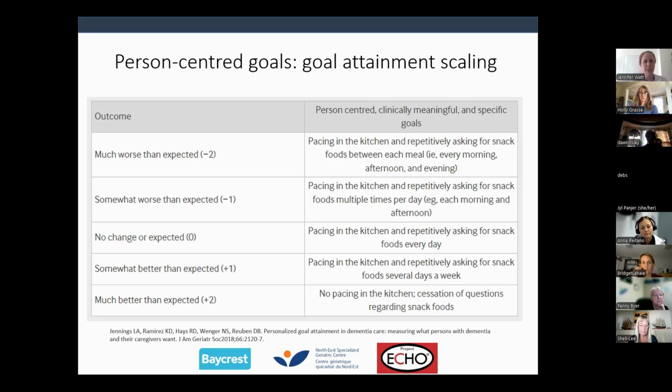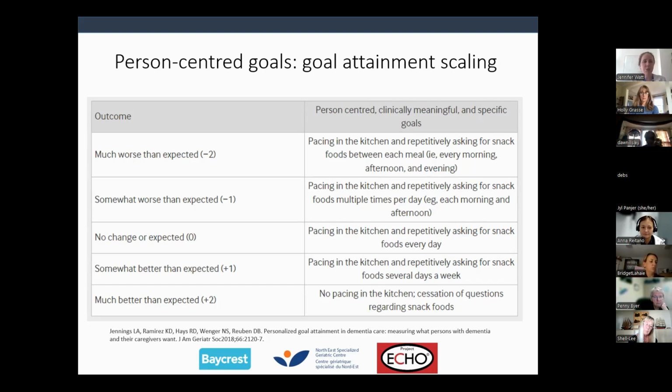So the thing here is that you actually work with the person living with dementia and their carers to develop a clinically meaningful scale of improvement or worsening for the particular behavior or psychological symptom that you're seeing. And the baseline, the no change or expected, is what you're seeing right now. And then you work with the person with dementia and their carers to say, okay, what would be a small worsening or a lot worse compared to what you have right now? And similarly, what would be a small meaningful improvement and what would be a large meaningful improvement? And so then what everybody is hoping to see, what would be a meaningful change for everyone.